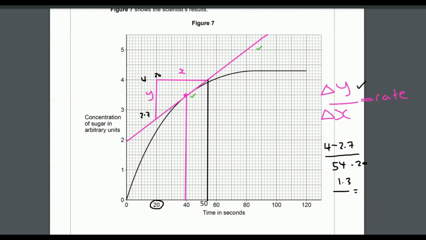I can't. I've fallen apart. 54 minus 20. 1.3 divided by 34. Oh my good gosh. That's much better. That's within the range. Oh yes. 0.038. So there we go. If only I'd read my graph correctly, 0.038, and that falls within the range.